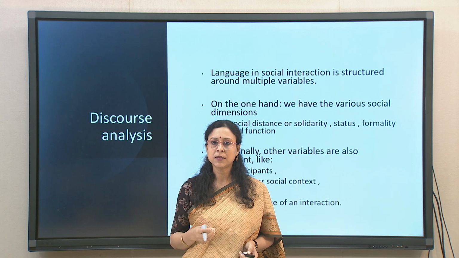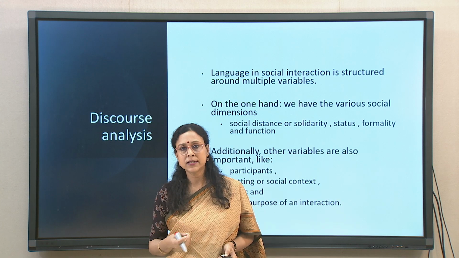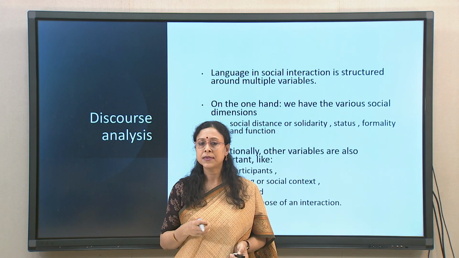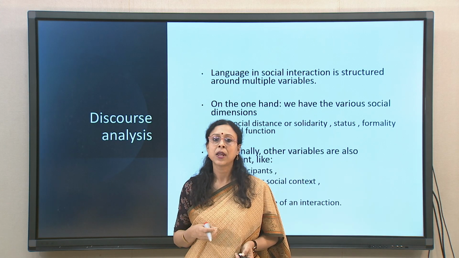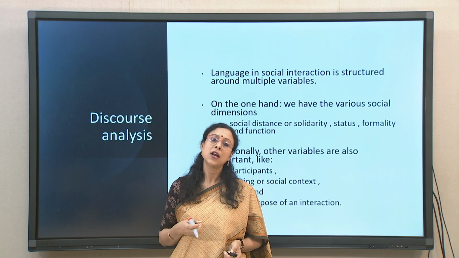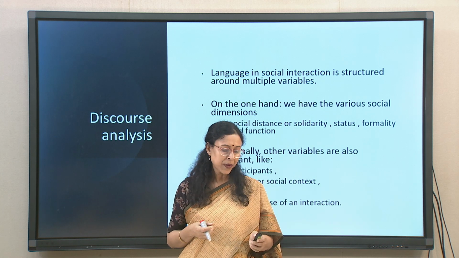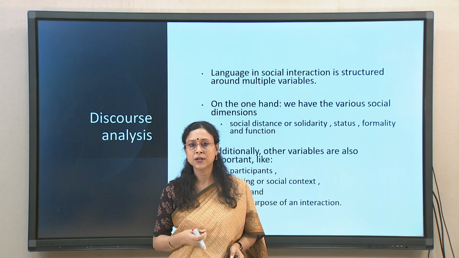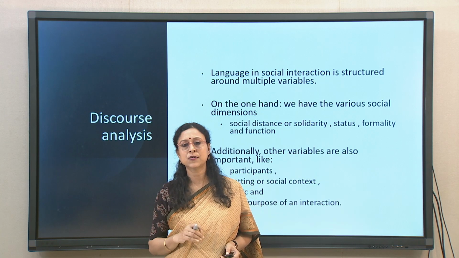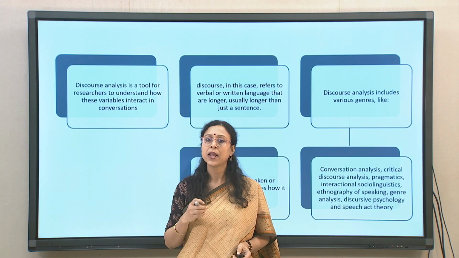So, language in social interaction typically will be structured around multiple variables. Some of these variables we have talked about. So, social distance or solidarity, status, formality, function, these are social variables, basically the surrounding or the context. At the same time, you might also have some variables like participants, setting or social context, topic and purpose of interaction, and so on and so forth. Of course, we have put them as different categories, but as we will go ahead, you will see that they are actually intertwined with each other, very difficult to parse them. But these are basically what we study when we talk about discourse analysis. So, any kind of discourse, be it conversation or a longer discourse, these are variables that we look at.